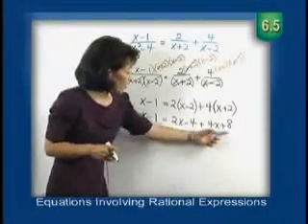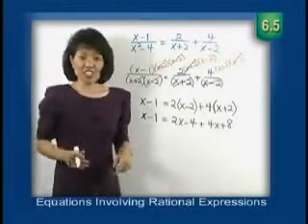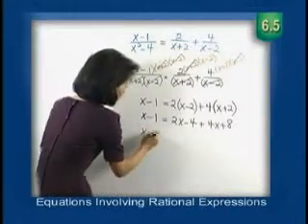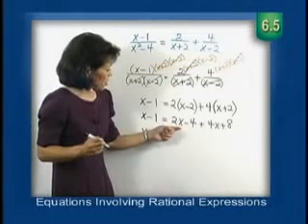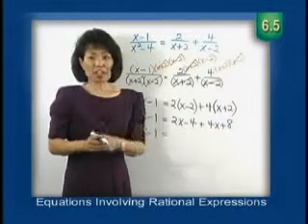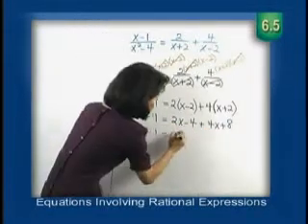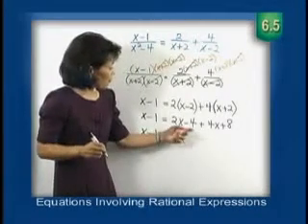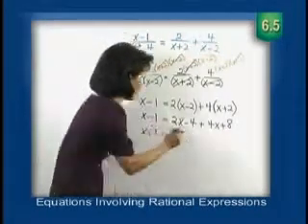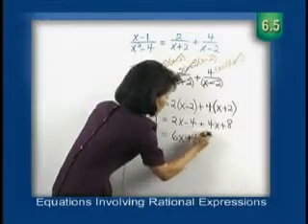Now, at this point, we must collect like terms on each side. We have x minus 1 equals, collect like terms. I've got a 2x and a 4x, 2x plus 4x. That gives me a 6x. And finally, negative 4 and positive 8 is positive 4.